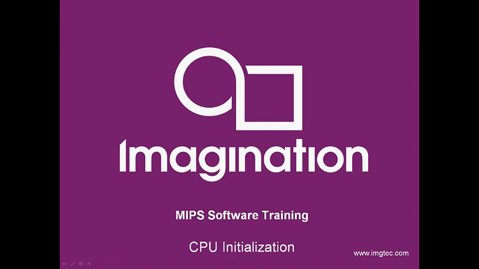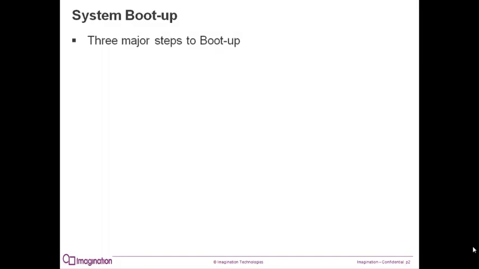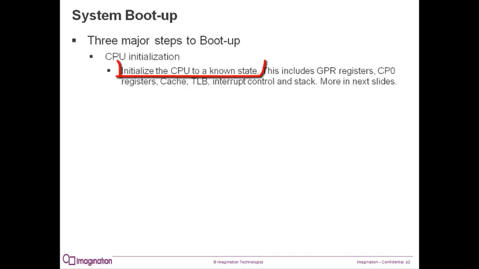This section will cover the core initialization process. There are 3 steps to initializing a system: CPU, boot device, and OS initialization. CPU initialization initializes the CPU to a known state. That is what we're going to cover in this section of the course.